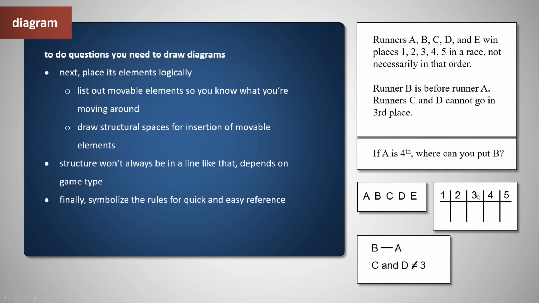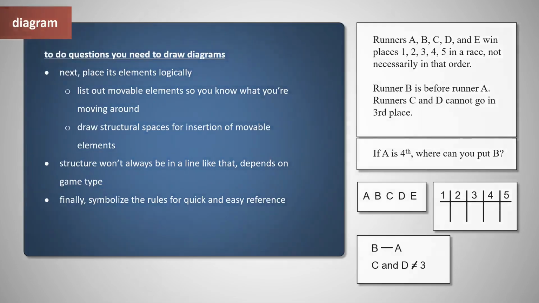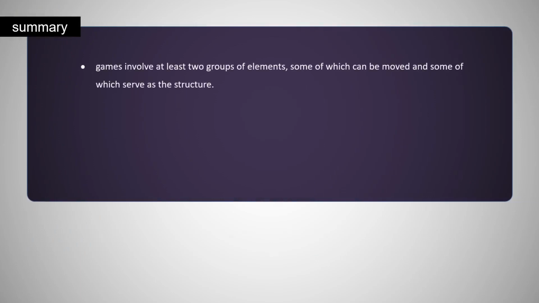So you would write out the 1, 2, 3, 4, 5, the 5 columns, and then you would write out the rules. B is before A, C and D cannot be in third, and you would have that somewhere so that you would be able to work with it, as I say there, for quick and easy reference, both for the rules and for the structure and the movables, so that you know what kind of structure you're drawing and you know what you're putting into your movable.